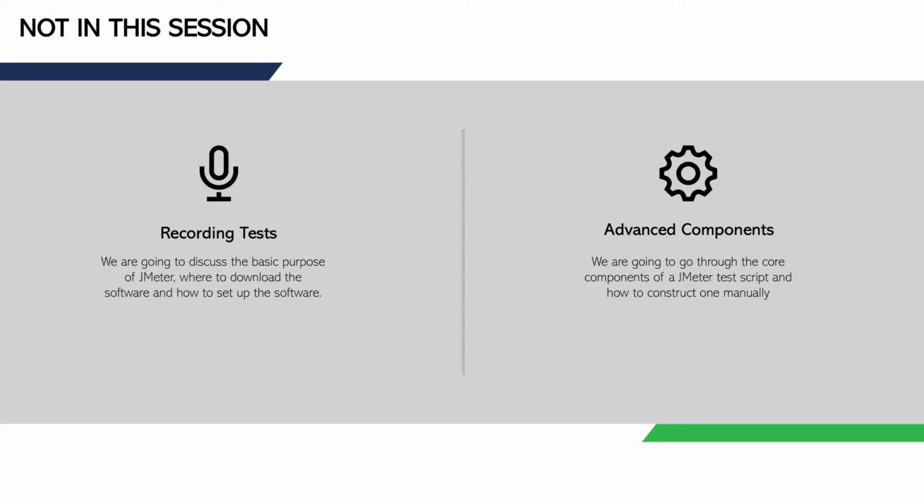What we're not going to cover in this session is recording tests. There is a way to record tests using something like BlazeMeter or the JMeter recorder. We're just going to look at constructing one manually today, just to get the core components of JMeter and understand them. We're also not going to go through the advanced components like assertions and any of the more in-depth monitoring tools. We'll cover that in another session.